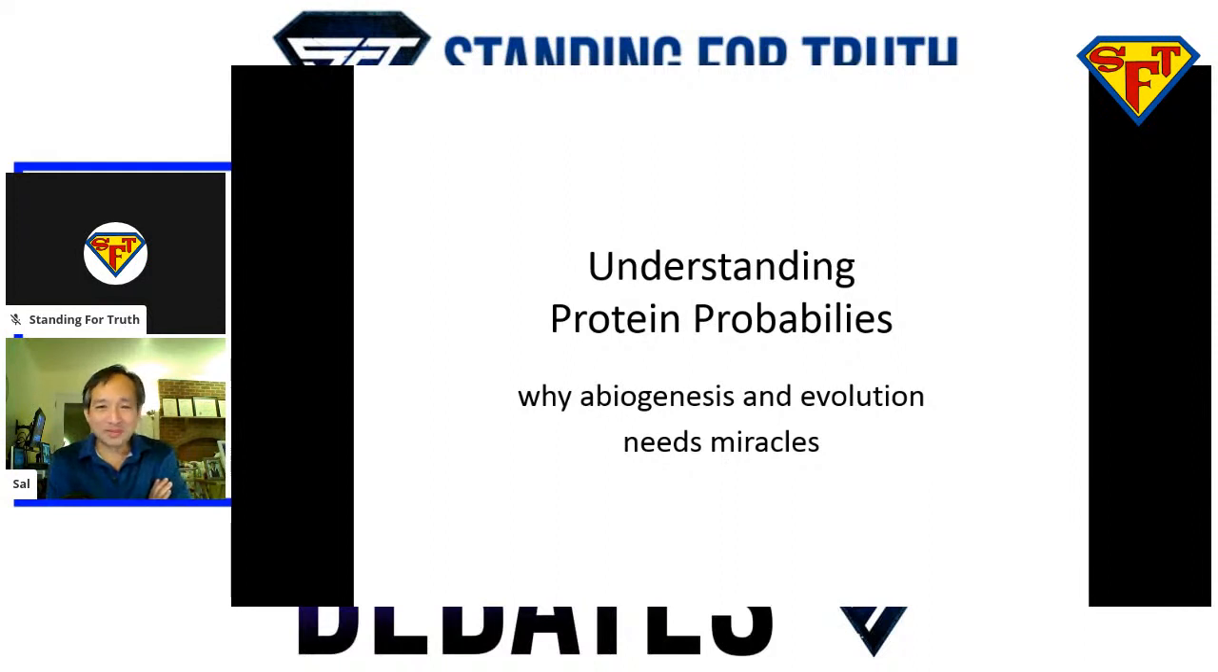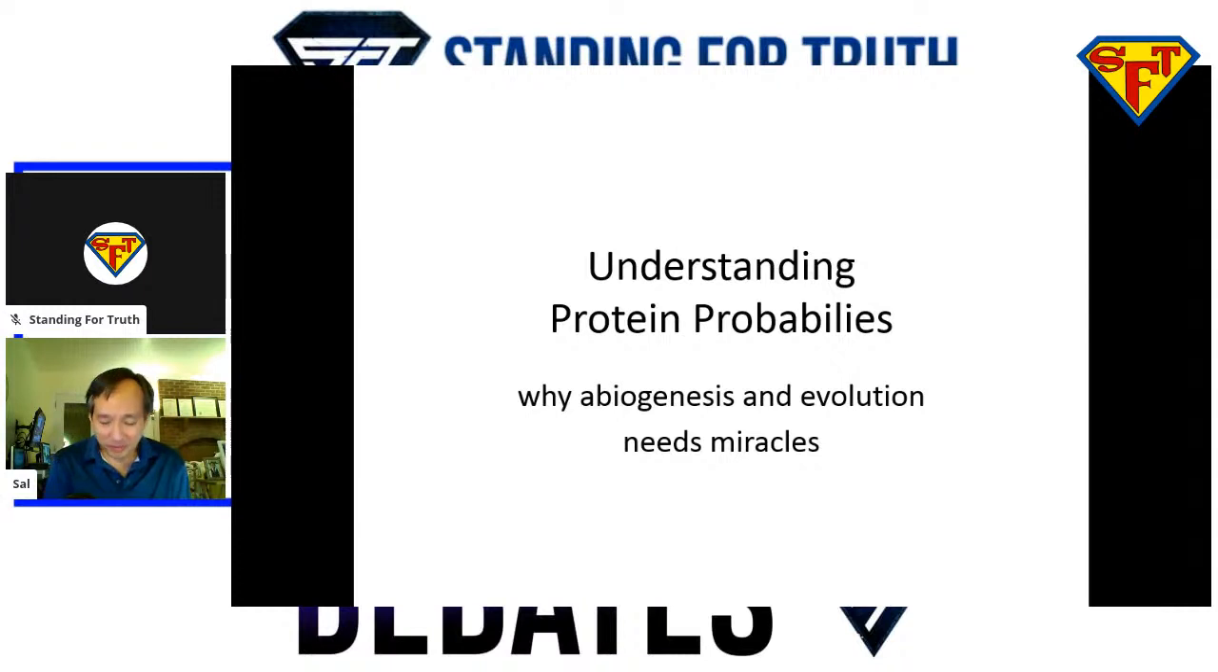So the topic is understanding protein probabilities. Some of the probabilities that creationists and ID proponents have put forward over the years are getting just a tad obsolete just because we know so much more. And so this is an update on being able to understand the problems. I'm happy to report that the problems are far worse for abiogenesis and evolution than we imagined.